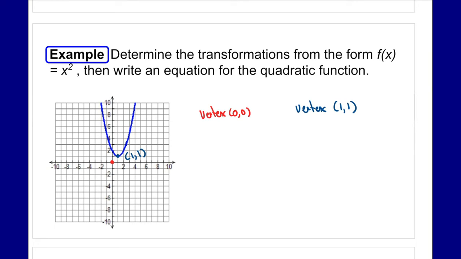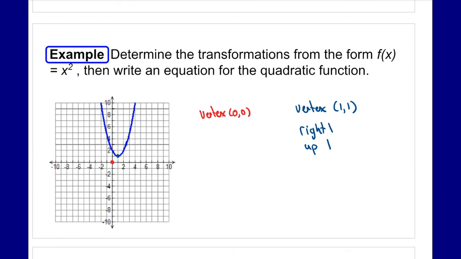So my transformed quadratic, because I have the new vertex of 1, 1 moving from the original 0, 0, this means I've gone right 1 and up 1. So I know an h and a k value. I can now look for the a value.